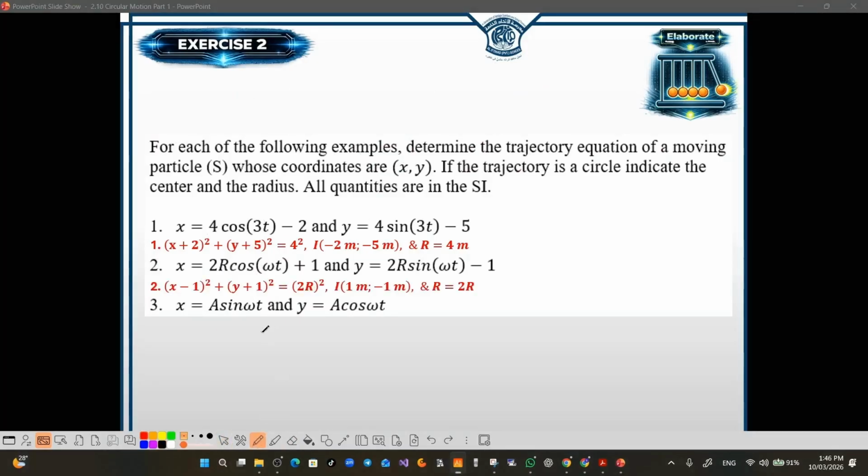And for the last question, apparently the center is 0 because there is no plus or minus number, even here or there. So the center is 0, 0, and the equation becomes x squared plus y squared equals the radius squared. And the radius is a, so r is equal to a.